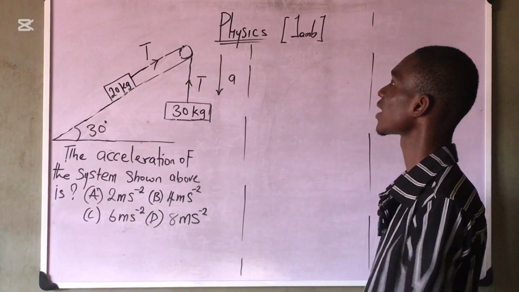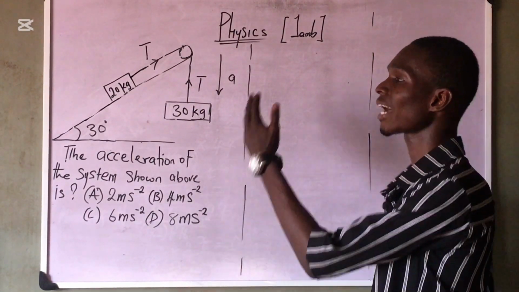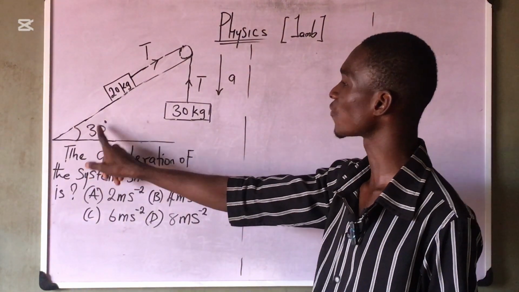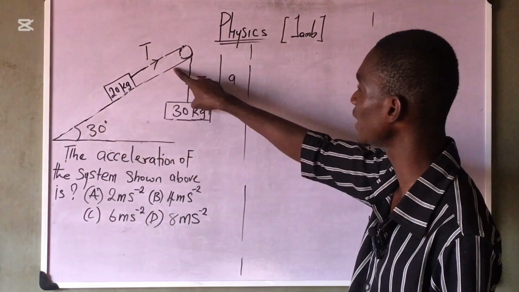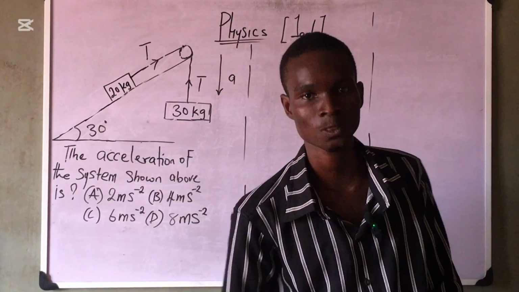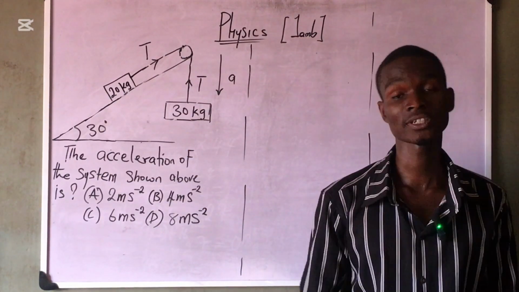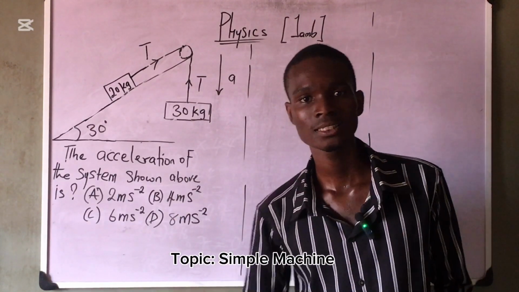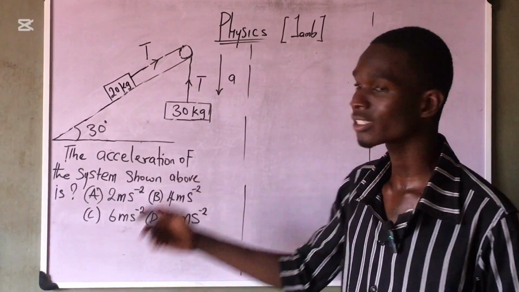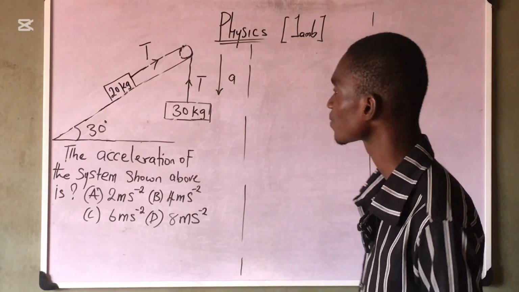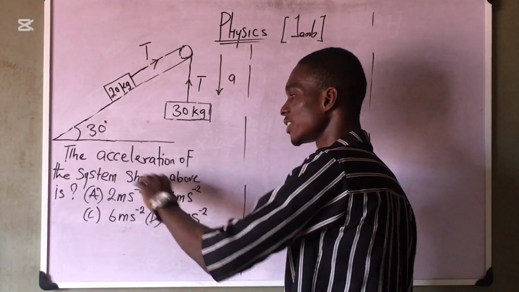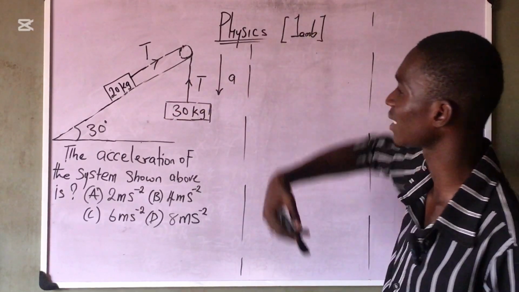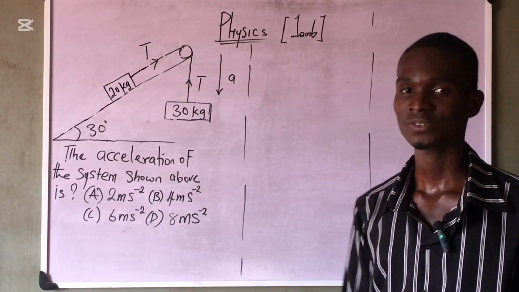Now, when you take a look at this Jamb question with a diagram of this sort, having an angle of 30 degrees at which this plane is being inclined, it must reflect to you the topic on machines. Yes, machines under inclined plane. It says find the acceleration of the system shown above. The acceleration of the system in this question.